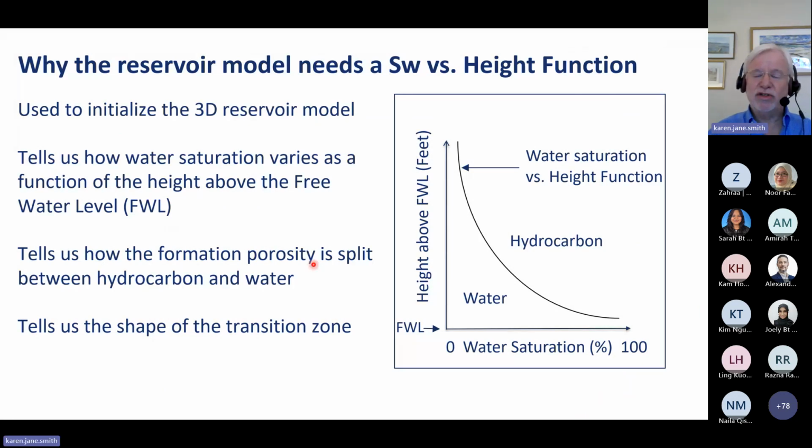So we need this SWI function to initialize the 3D model with fluids. It tells us how the water saturation varies as a function of height above the free water level. Another definition that we'll come back to. It tells us in all those cells in the 3D model how the formation is split between hydrocarbon and water. And it tells us the shape of the transition zone.